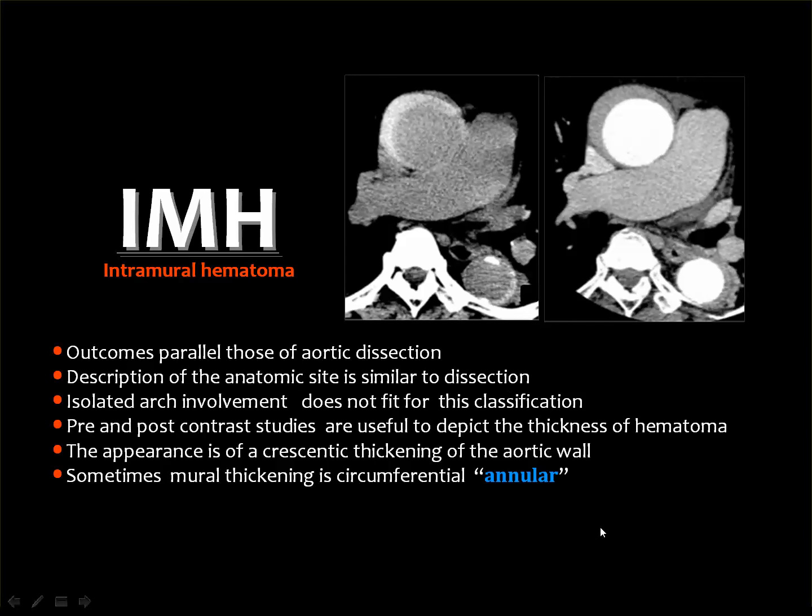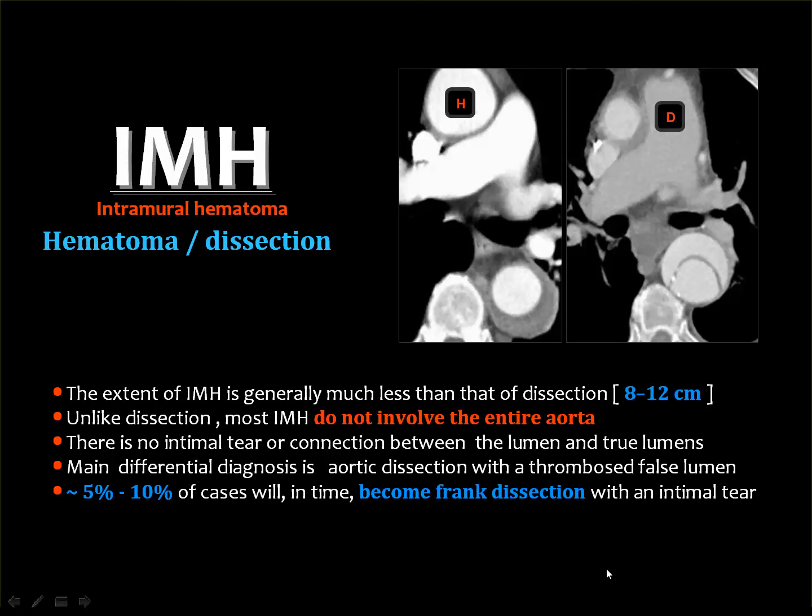And if you inject contrast material, then you can see what looks like an aortic aneurysm with mural thrombosis or a dissection of the aorta with thrombosis of the false lumen. And how can you separate these? It's by the pre-contrast scans, where you can see the appearance of the hyperdense hematoma in the wall of the aorta. This is the difference between the intramural hematoma and the dissection.